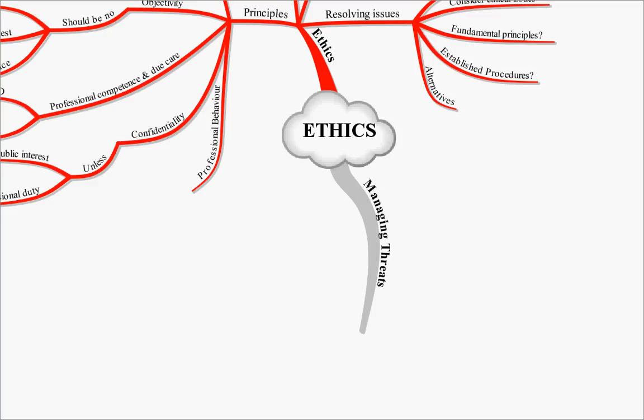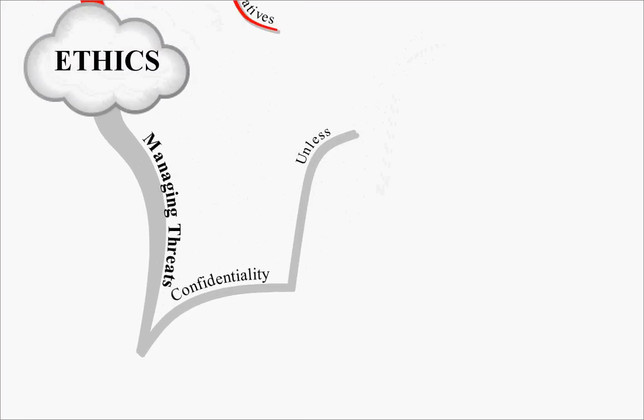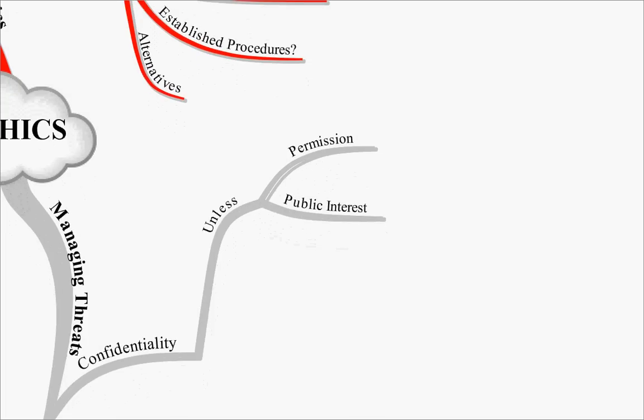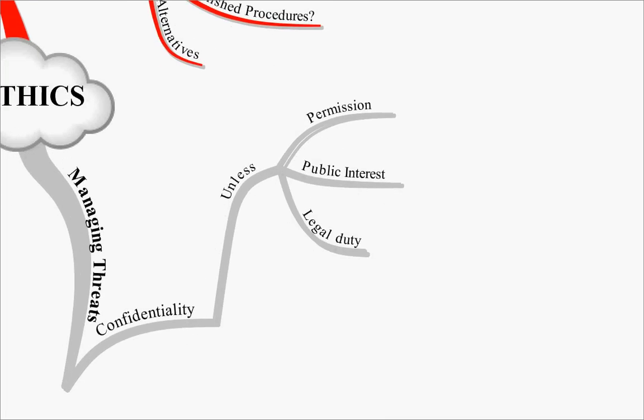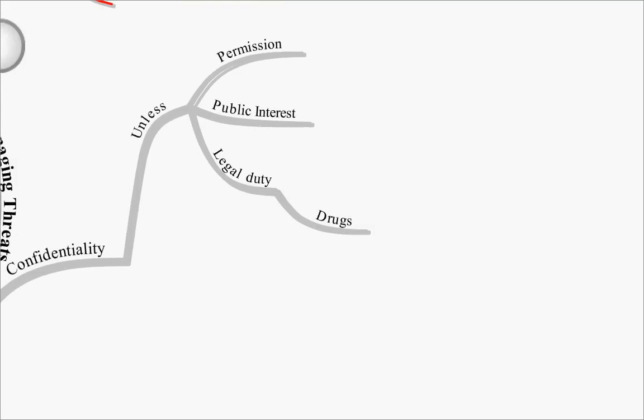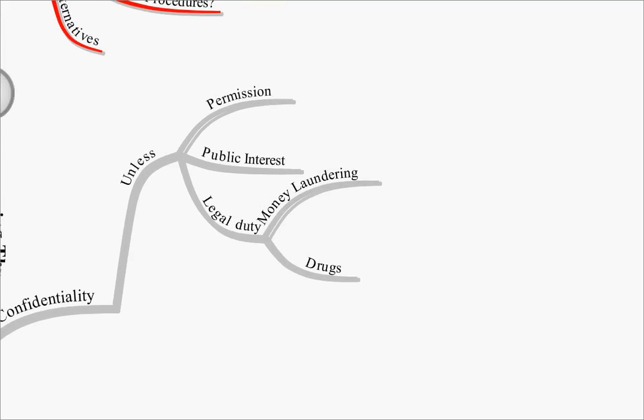How do we manage the threats then to our ethical standards? Well, let's look at each of these in turn. First of all, on confidentiality. Remember that we must retain confidentiality unless we have permission to reveal the information, it's in the public interest to reveal the information, or if you have a legal duty to reveal it. And that may come under drug trafficking legislation or perhaps money laundering legislation.